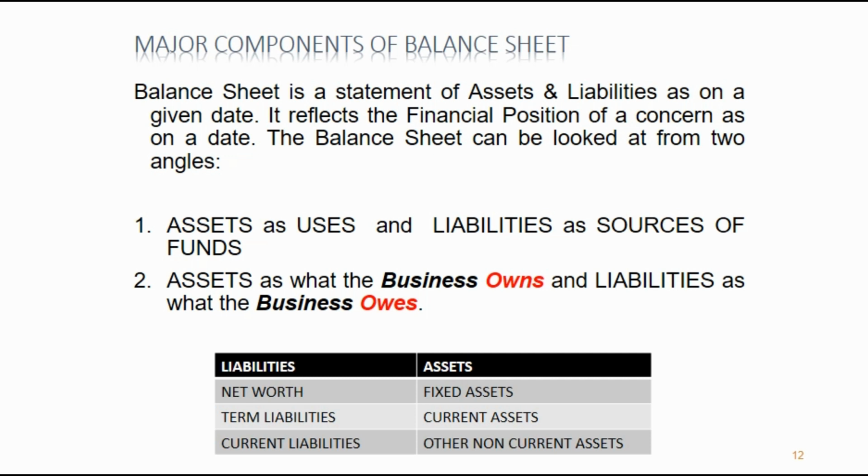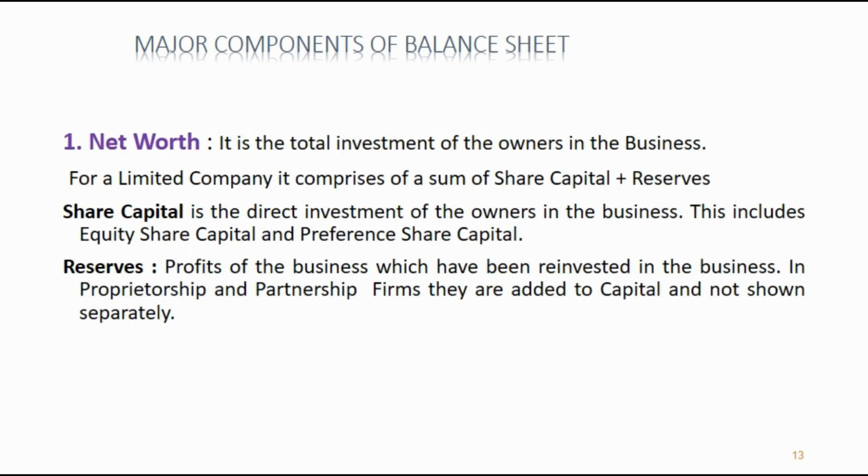So if you talk about liabilities, the major components which constitute liabilities are net worth, term liability, and current liability. In assets, fixed assets, current assets, and other non-current assets. Now let's talk about net worth.